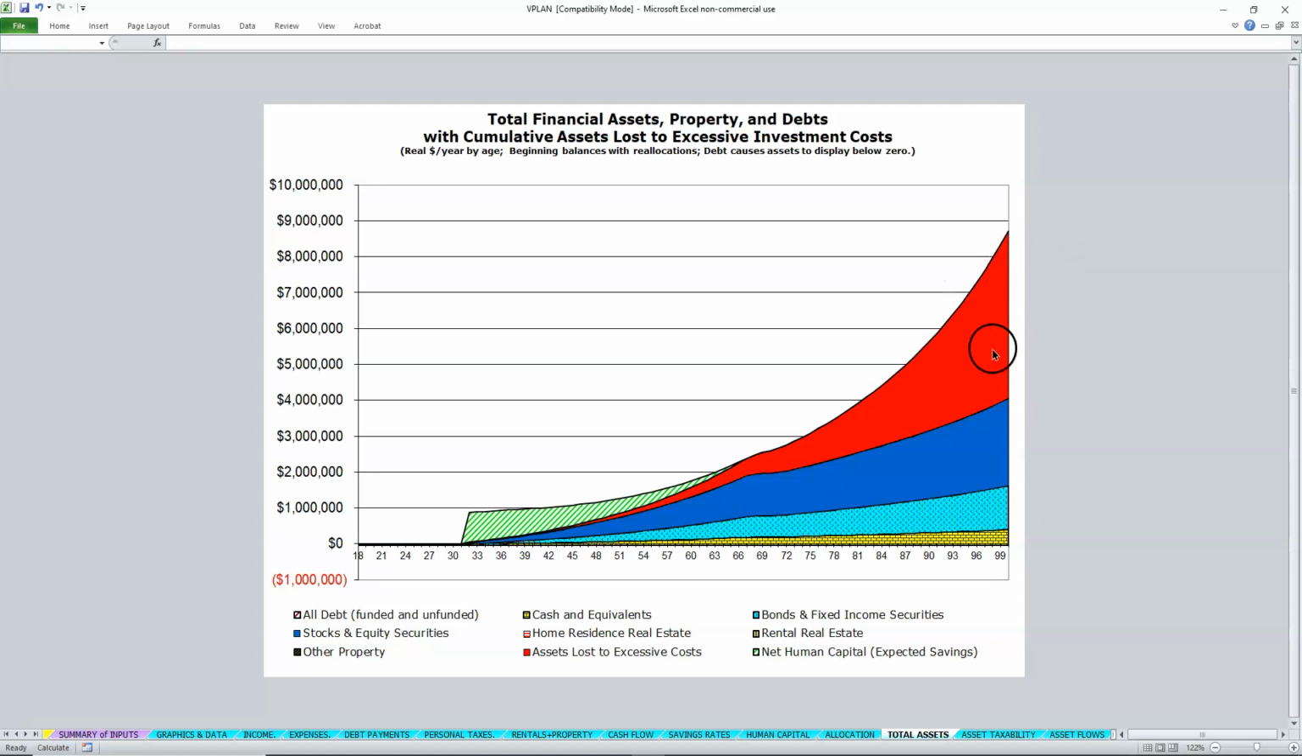The red wedge that widens at the top represents assets lost to excessive investment costs. While it might look like at age 100 they have accumulated over $8 million, the red wedge represents 7 decades of asset losses due to excessive investment costs. Instead, if they are lucky enough to live to age 100, they would have only about $4 million in assets. Not bad, but still much less than they might have accumulated with a very low-cost investment strategy.